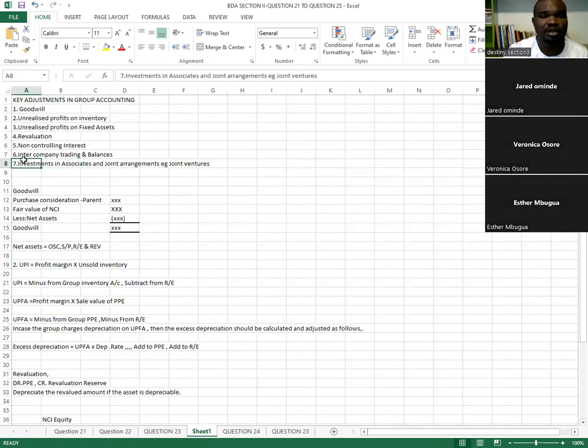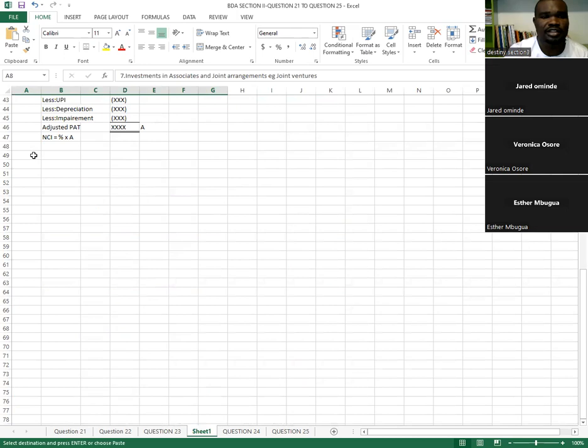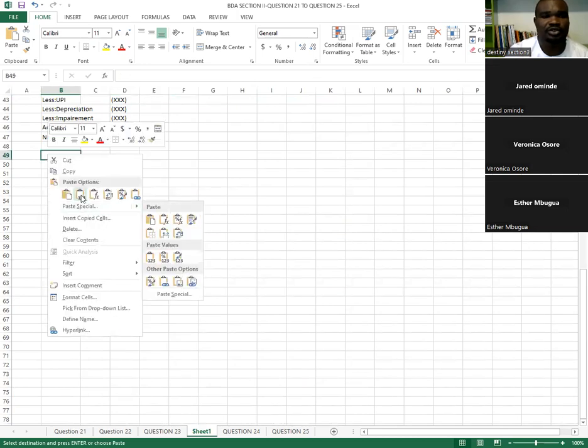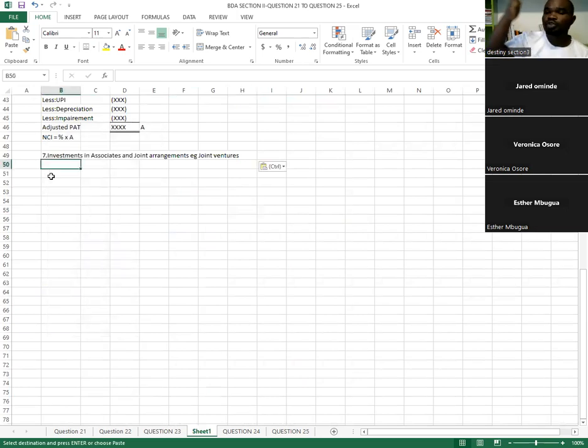Investment in associates and joint ventures. Joint ventures and associates don't go line by line in the balance sheet. You will not be consolidating. What you bring is the investment alone. So how will you get this investment? And this one can also be required.